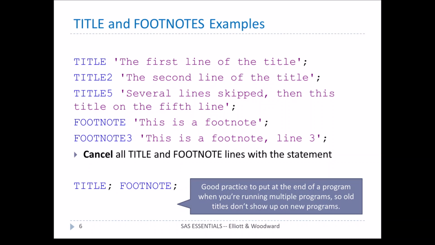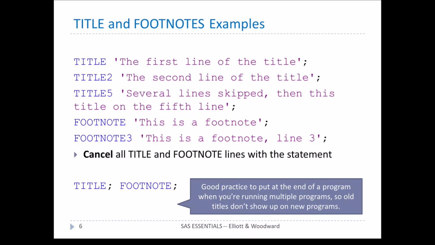Now, it's usually a good idea to have at the bottom of your program just the word title, semicolon, and footnote, semicolon. When you create a blank title, like at the bottom of the program here, then everything below that, title 2, title 3, whatever, is erased. And the same thing for footnote. So these two statements at the end erase all the titles and footnotes.